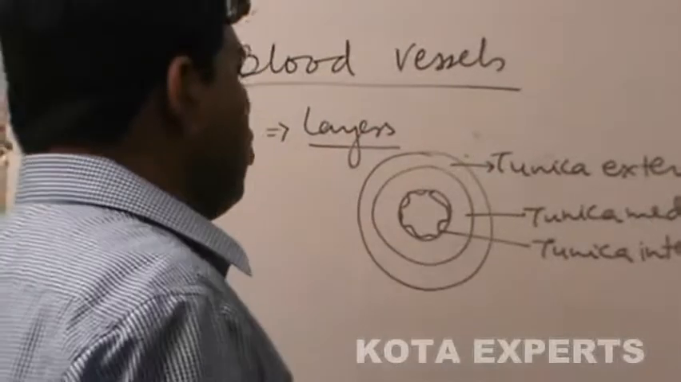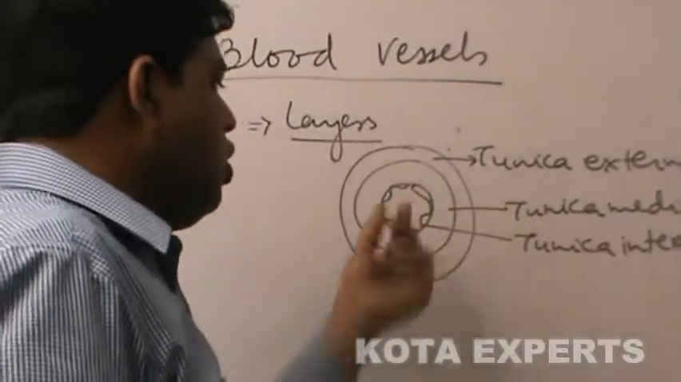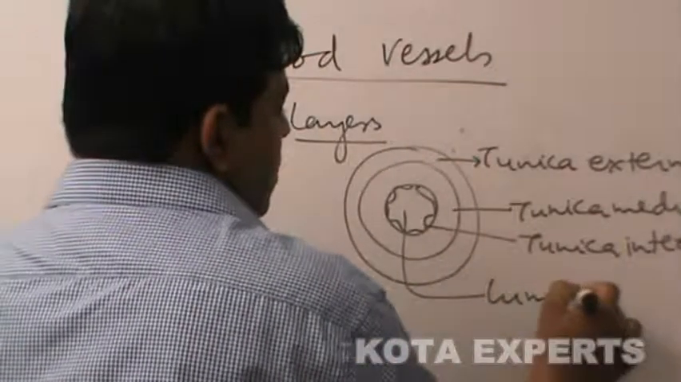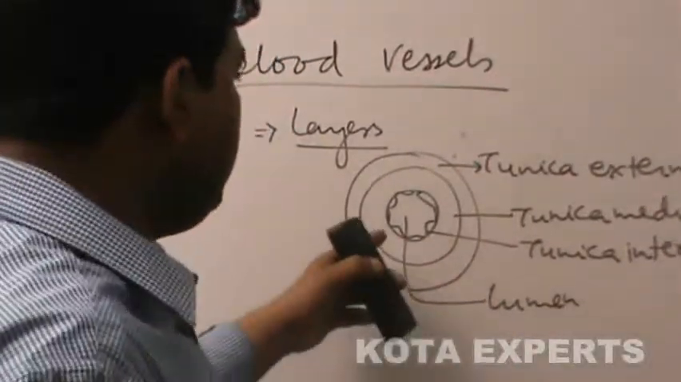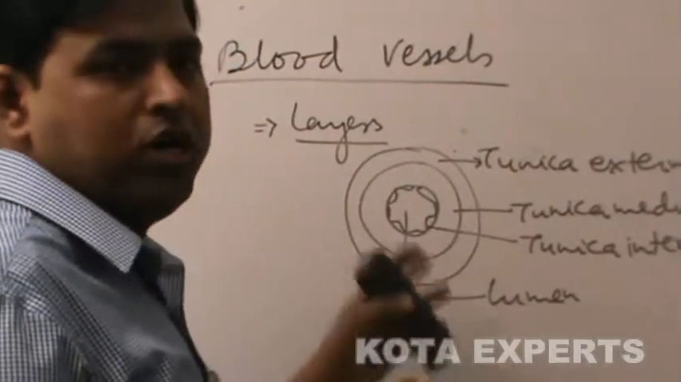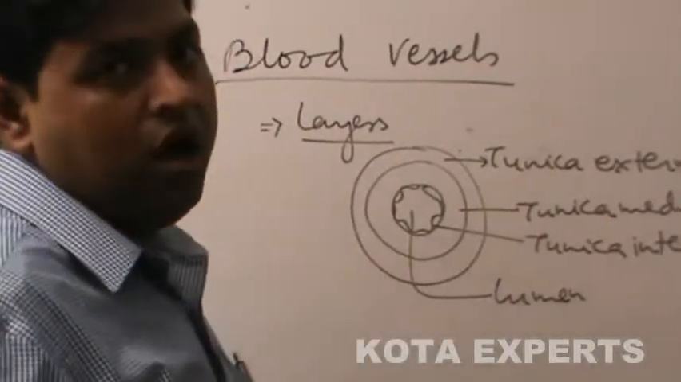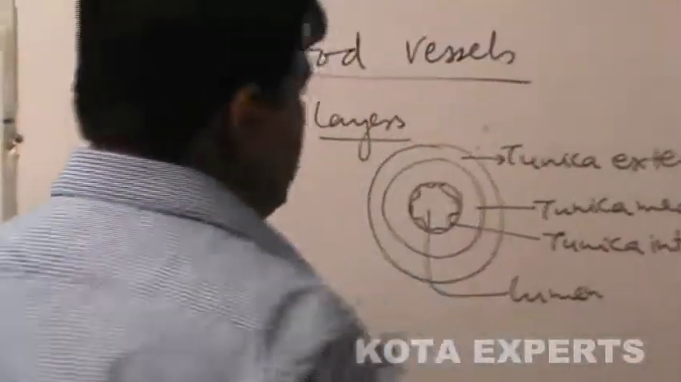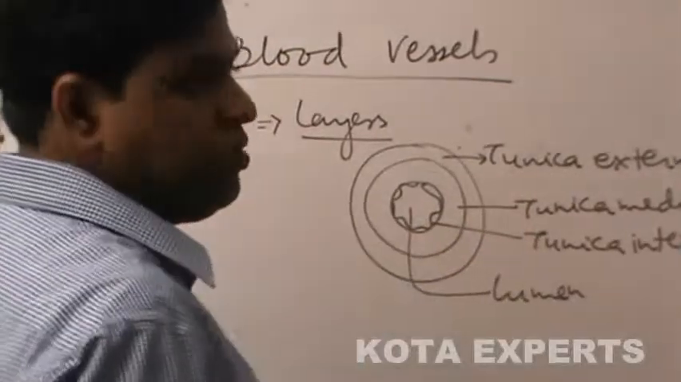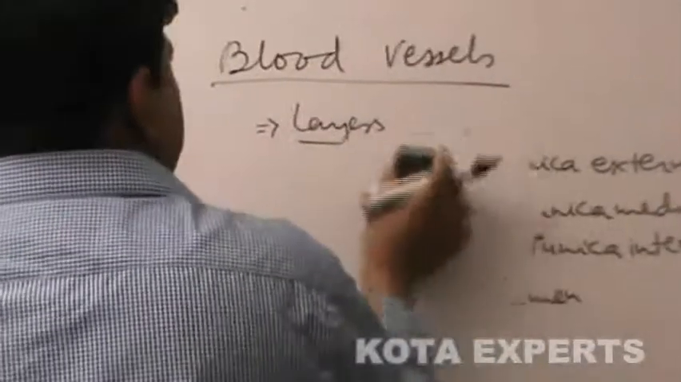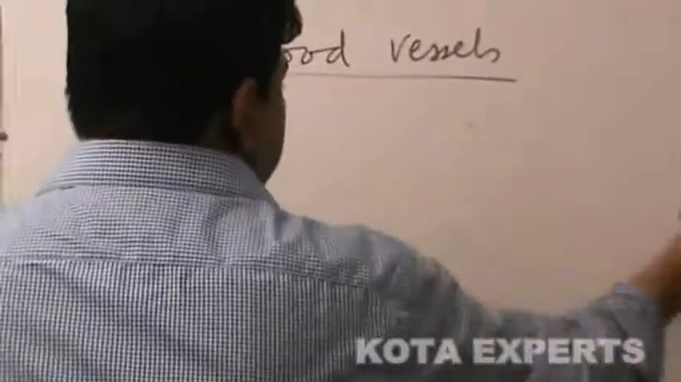But in the case of arteries, this space is known as the lumen. The lumen is smaller than in the veins. The vein has a wide lumen as compared to the arteries. So tunica externa, tunica media and tunica interna. So these are the blood vessels.